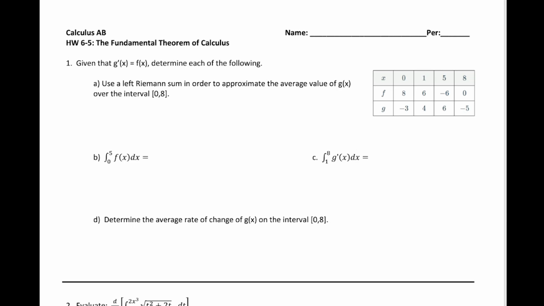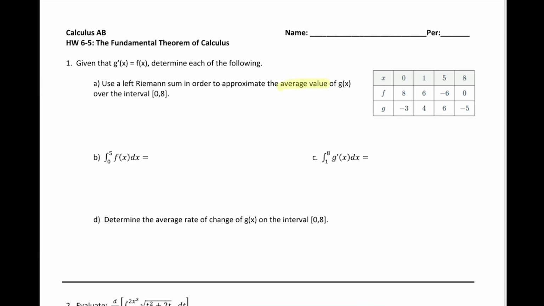So let's get started. Number 1 says, given that g prime is equal to f of x, or in other words, the derivative of g is f, determine each of the following. A says use a left Riemann sum in order to approximate the average value of g of x over the interval 0 to 8.